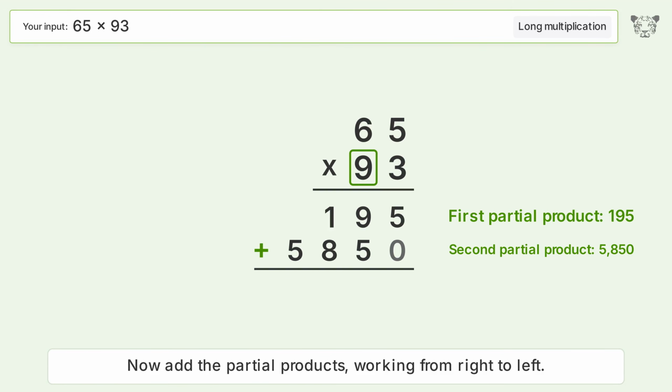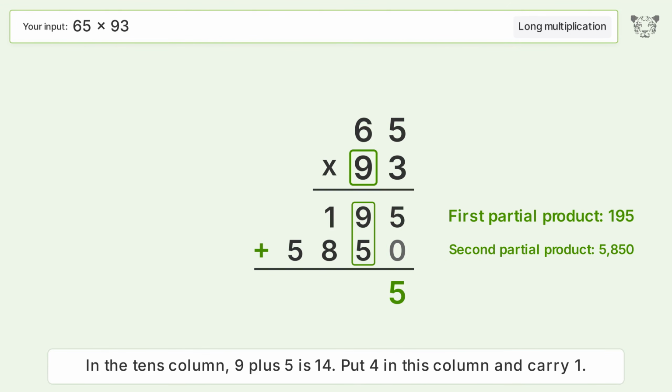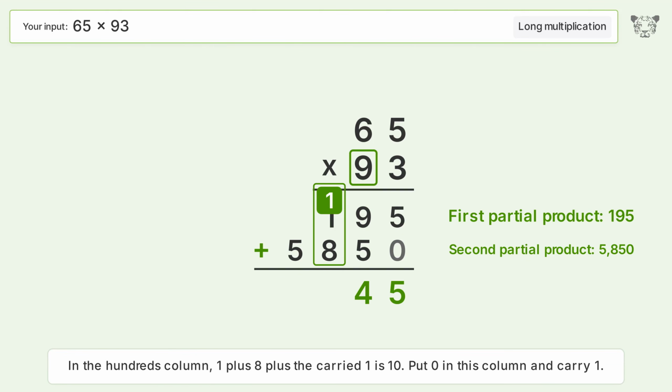Now add the partial products, working from right to left. In the ones column, 5 plus 0 is 5. In the tens column, 9 plus 5 is 14. Put 4 in this column and carry 1. In the hundreds column, 1 plus 8 plus the carried 1 is 10. Put 0 in this column and carry 1.